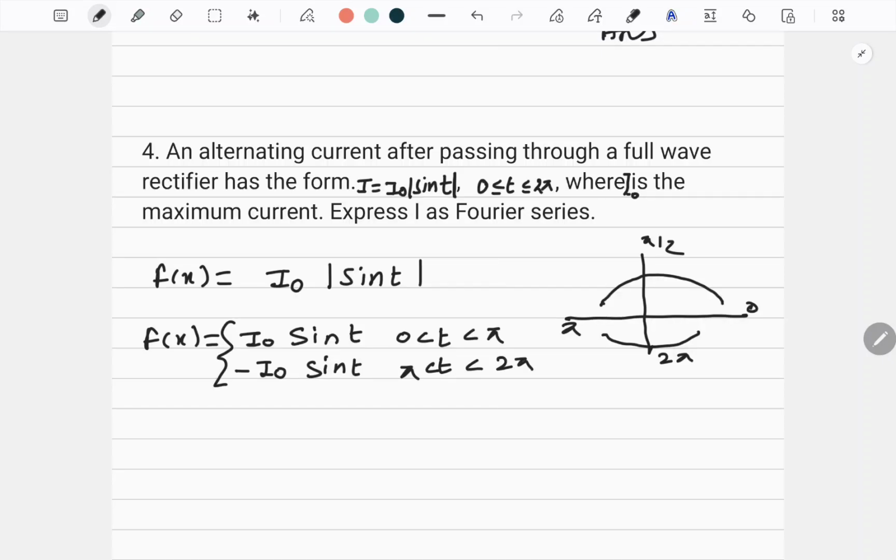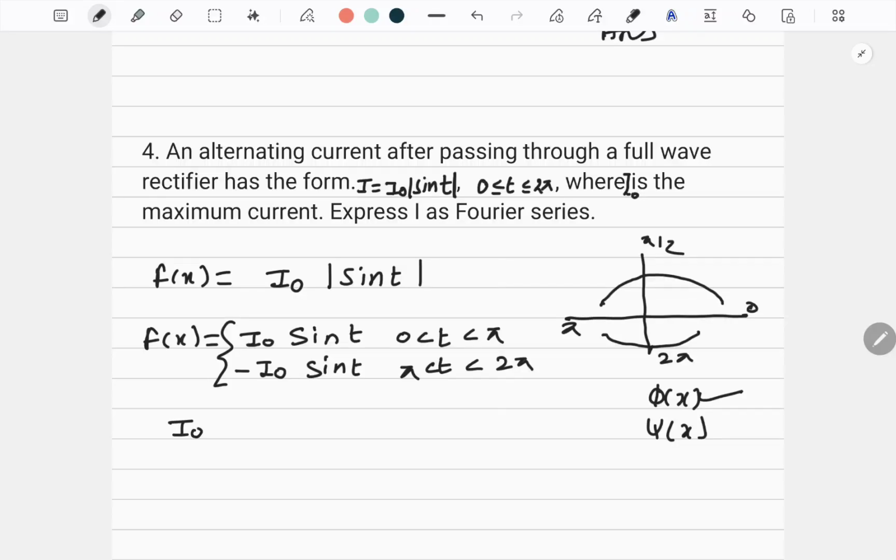So my function got split into two parts. Now I will check whether it is even or odd. I told you, for a discontinuous function like this, in the first part, call this phi x and psi x. In this part you put 2 pi minus x.